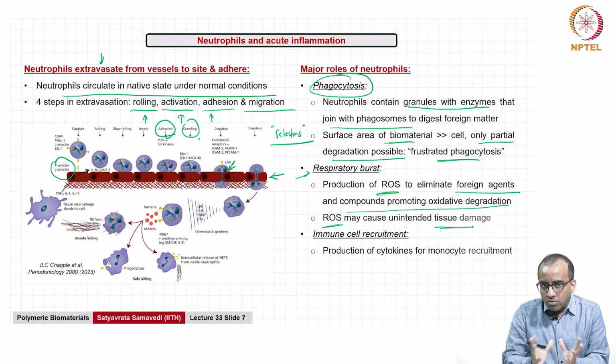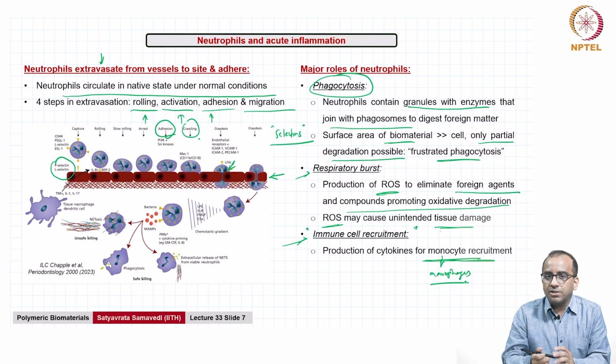But the role of neutrophils is sort of limited. There's only so many things they can do. But one of the key things that they do is call for backup. So when they realize that they are not able to combat the enemy on their own, that's when they call for backup, and this is through immune cell recruitment. So they start producing cytokines and signaling molecules and chemokines for the recruitment of monocytes, which eventually become macrophages once they come to the site of the injury. So that's very briefly what neutrophils can do.